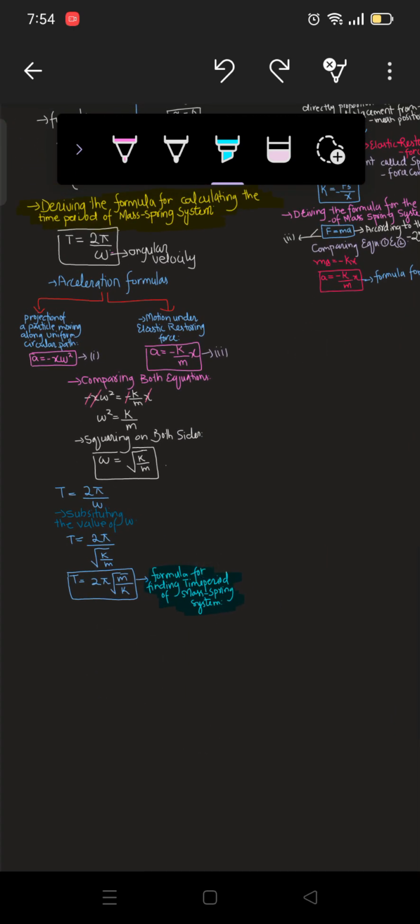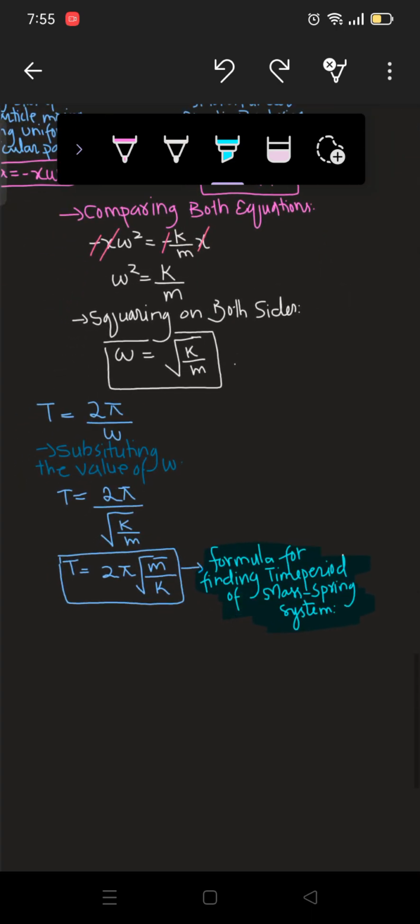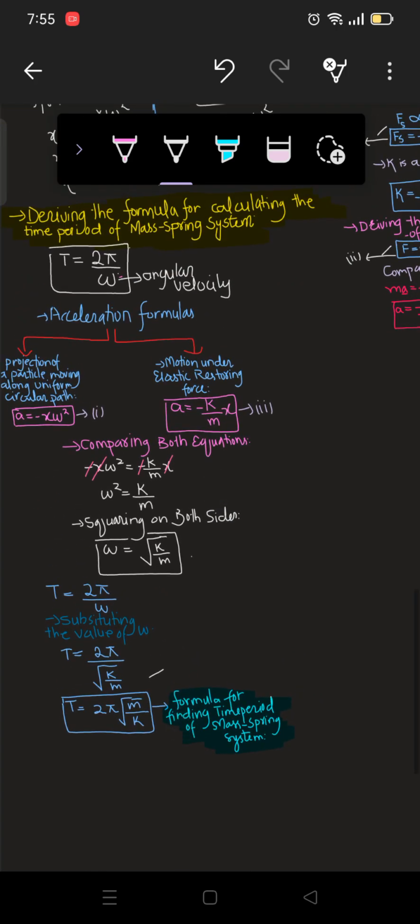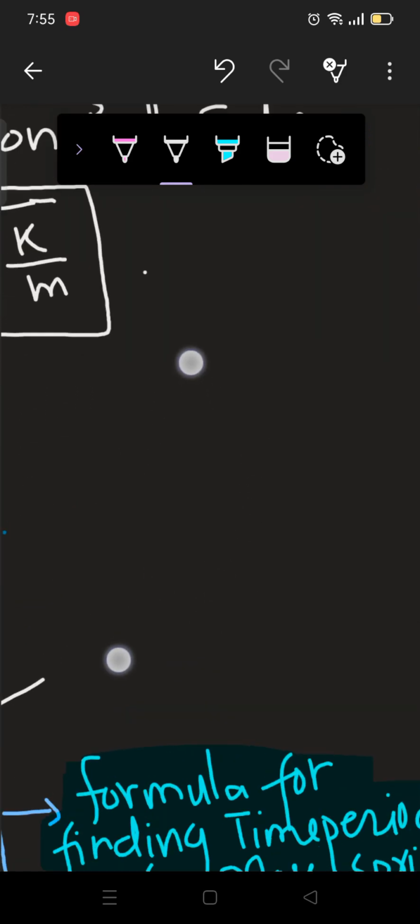So in today's video we are going to derive the formula for finding the frequency of the mass spring system, or motion under elastic restoring force. Now see, initially we need to differentiate between two terms. What is the meaning of time period and what is the meaning of frequency? Frequency is the number of cycles completed in 1 second. However, time required to complete one cycle is what we call the time period. So what is time period? Time period is the time required to complete one cycle.